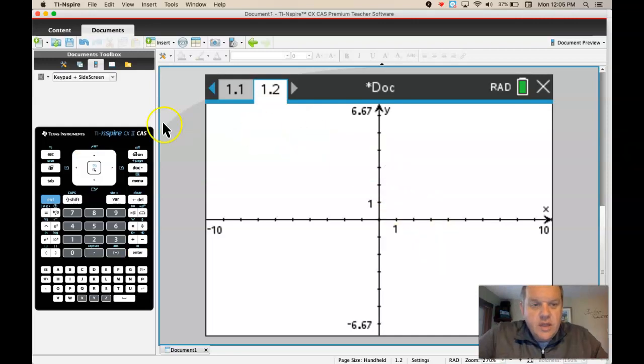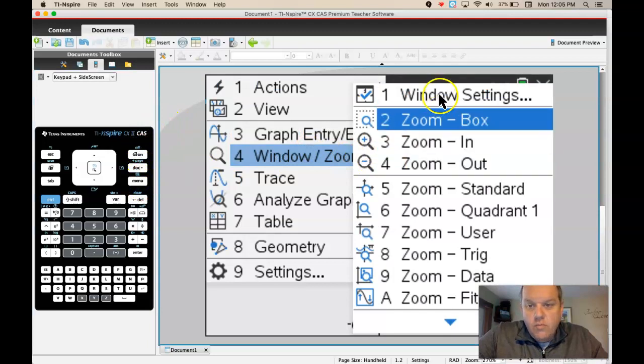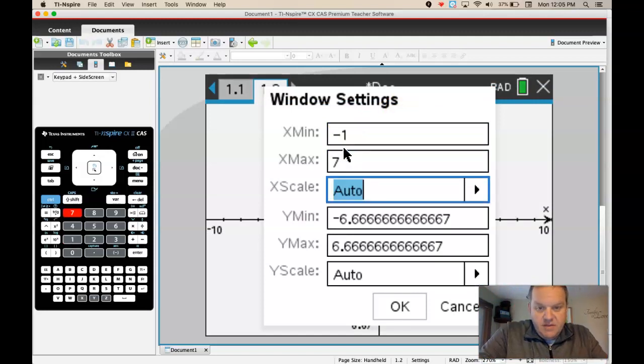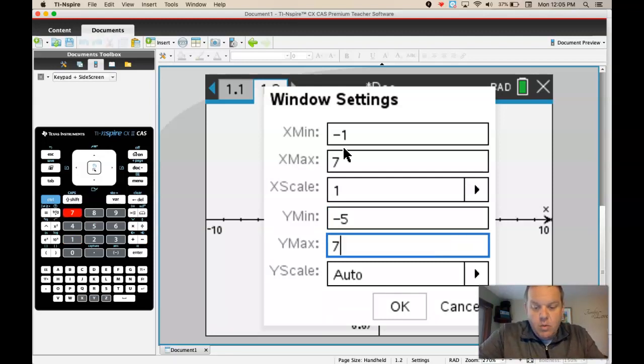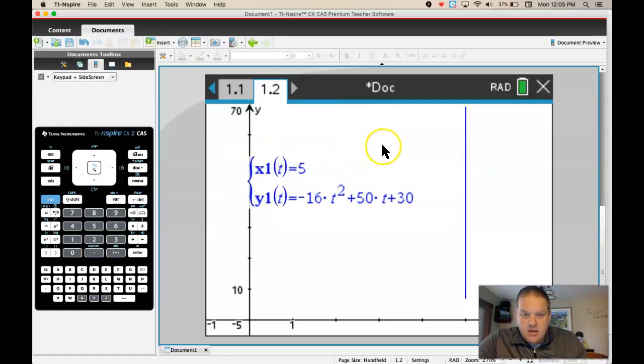Then we can change our window. Based off of our window settings, we know we need to be out at 5, so let's go with -1 to 7, going by ones. My minimum, let's go -5. My maximum height was 69.1, so we'll go up to 70, going by tens. And there's that function. Now I can bring this over here, and there it is.